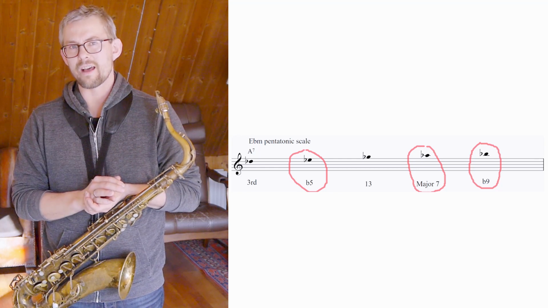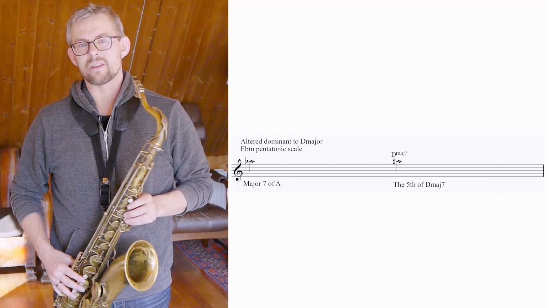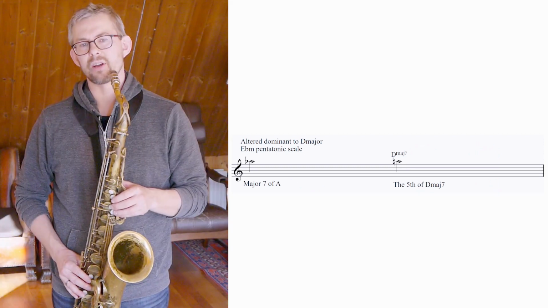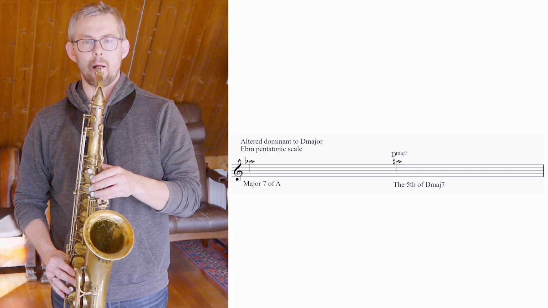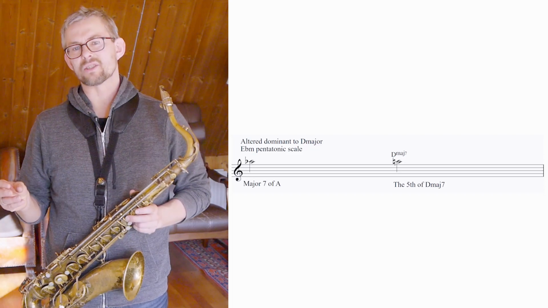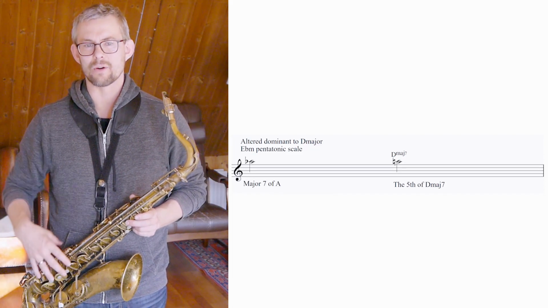So there the A flat is very well used. The major 7, the A flat, to the 5th of D major, the A. What you get with the major 7 is leading tones towards the A, which is the 5th of the D major. It's a very nice leading tone.